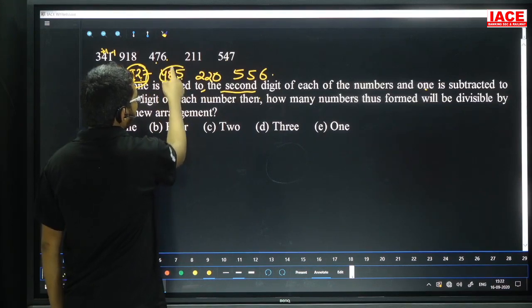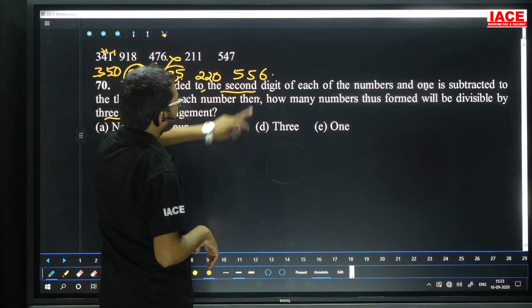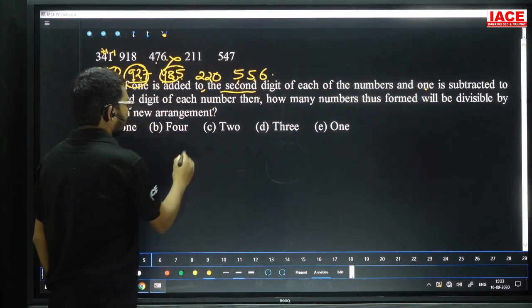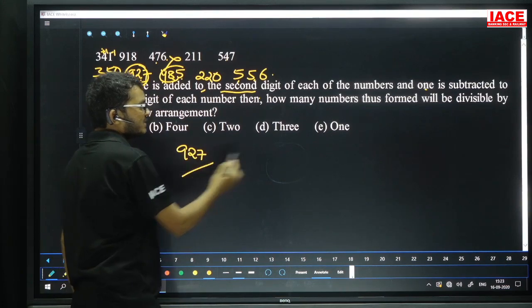12, 17, no chance. Next, here 4, no chance. This one is what? 16, no chance. That means in total we have only one. So here 927 is divisible by 3. That means only one pair.